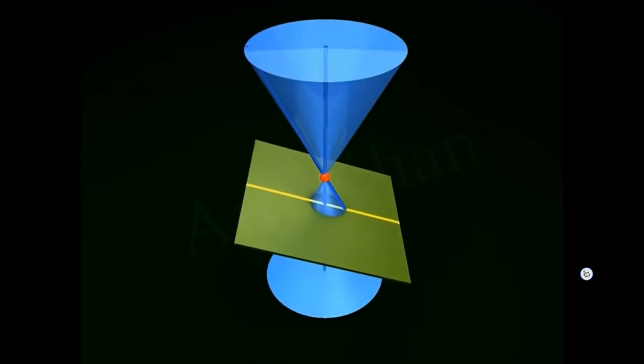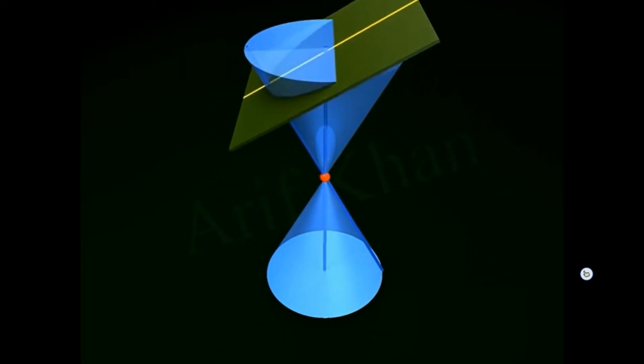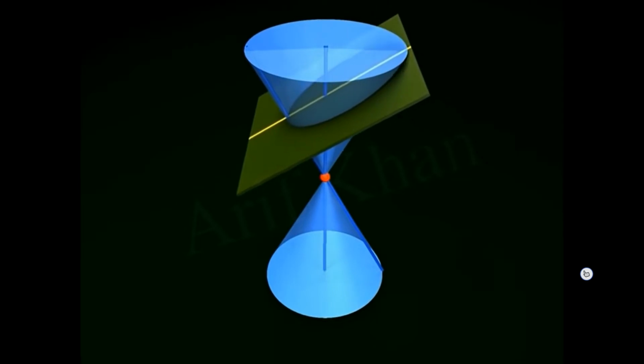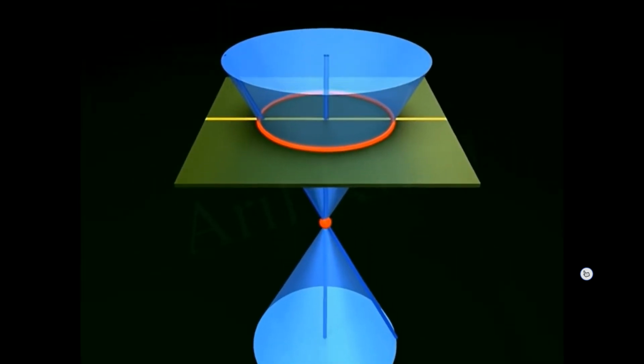If a plane intersects a double right circular cone, we get two-dimensional curves of different types. These curves are called conic sections.